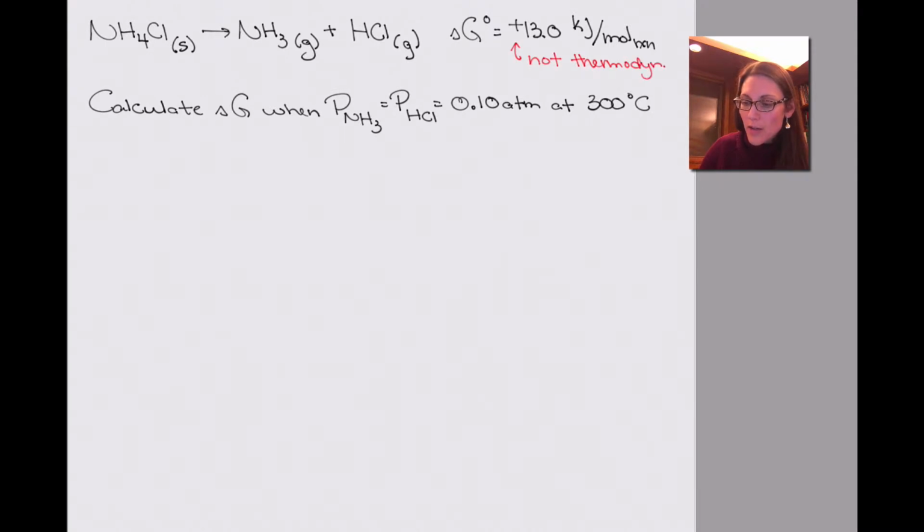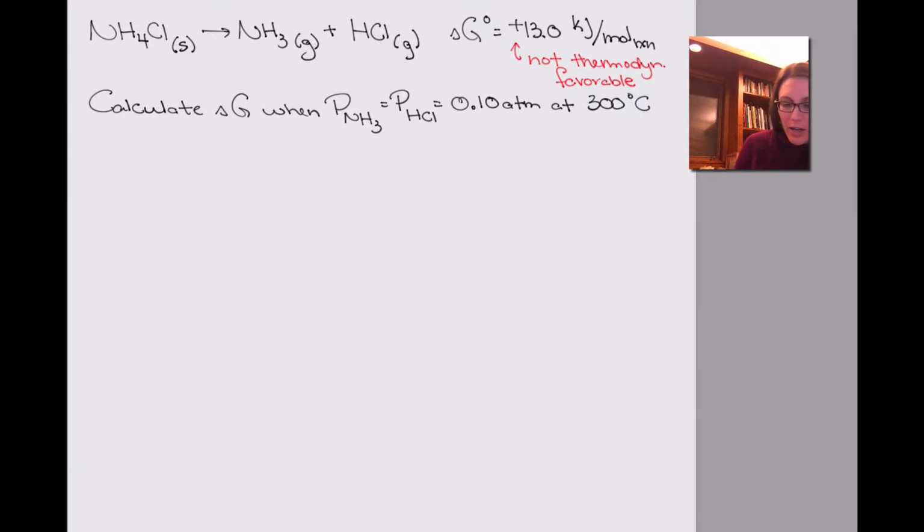And so what happens though if we change the conditions that we're under? So if this is delta G naught, then this would be at 1 atmosphere of pressure for all the gases. What happens when we decrease the pressure of those gases? If we take the pressure of the ammonia and the pressure of the hydrogen chloride, we put those down to 0.1 atmospheres. And let's say we're working at 300 Kelvin. Let's figure out what that calculation is going to come out.